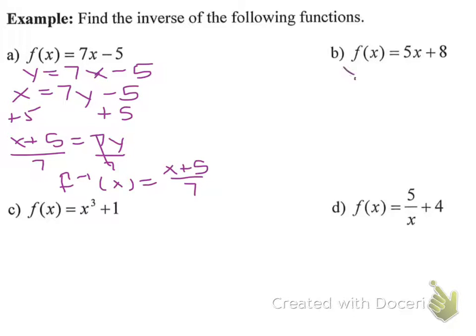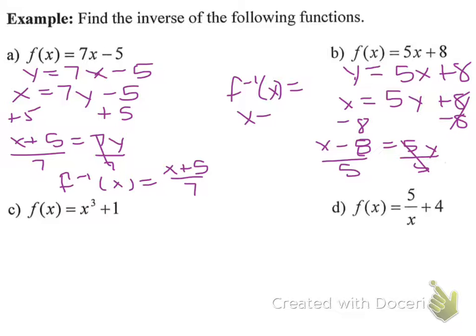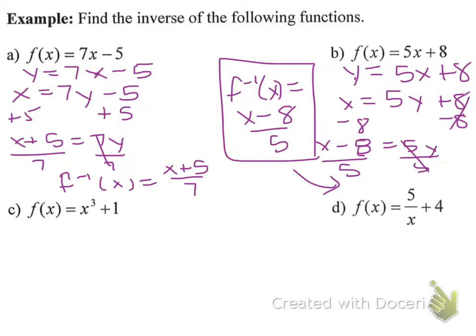So letter B, we have y equals 5x plus 8. Switch x and y, so I have x equals 5y plus 8. We're going to subtract 8 from both sides. So I have x minus 8 equals 5y. Divide by 5, divide by 5. So for this one, the inverse of f equals x minus 8 over 5. And obviously you can fit that on your paper in a better spot. I just ran out of room.